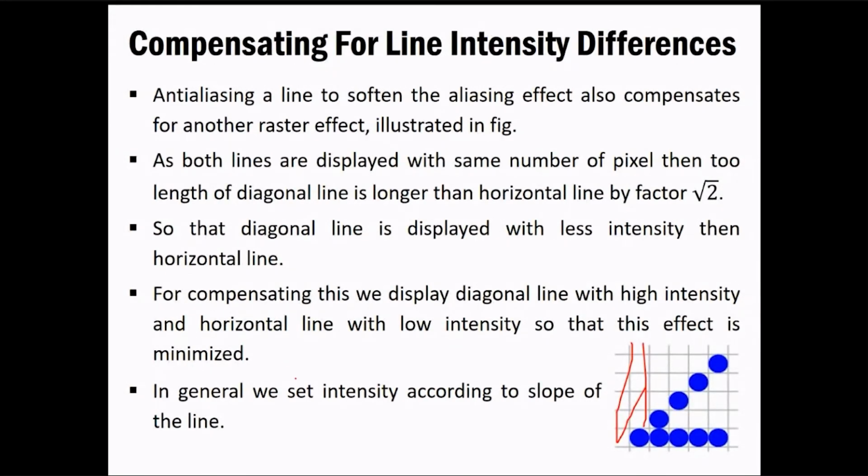You have one diagonal line and one horizontal line, and out of which you are getting variation in the intensities. So to compensate for this, we try to give the intensities based on the slope of the line. In this case, we try to display the diagonal line with somewhat higher intensity or somewhat higher value than the intensity that the horizontal or the vertical line is having. So that is how we can minimize this effect.